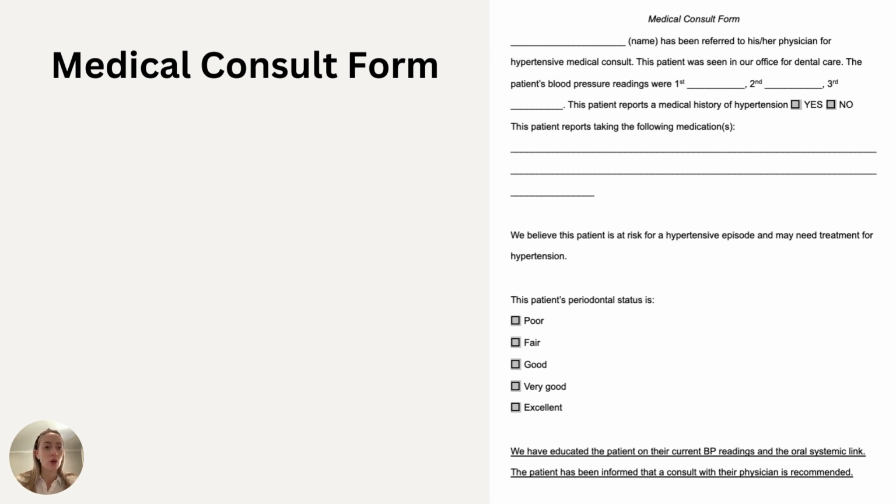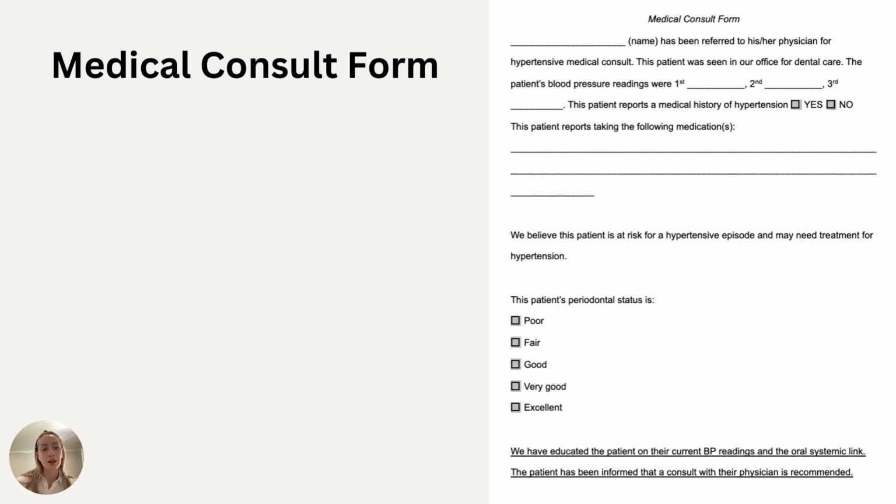Next up is the medical consult form. The medical consult form is exactly what it sounds like. It is a form that can be filled out and either faxed, emailed, or sent in person to the physician that you are referring to. So this case would be if your patient came in hypertensive, stage 1, stage 2, or even upper level stage 2. So for sure, for upper level stage 2, you would be filling out this medical consult.